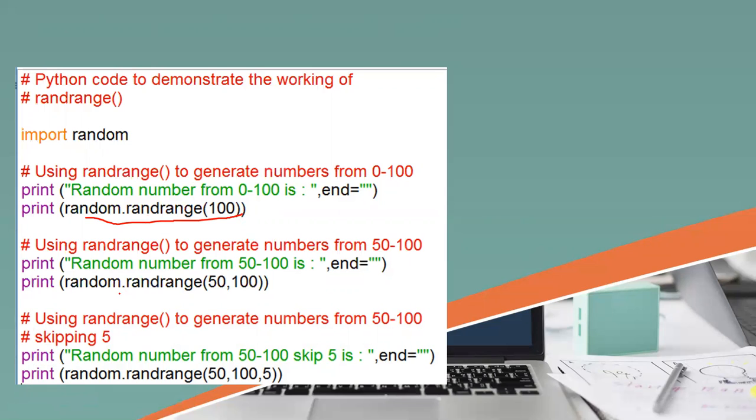Again, we have passed here in the second statement 50 and 100, so it can generate any number from 50 to 99. So in the third step, you can see here that 50, 100, comma 5 is passed. So suppose it is generating 50, then the next number it can generate is 55, or maybe 60, and like this. In the step of 5, it will generate the number.